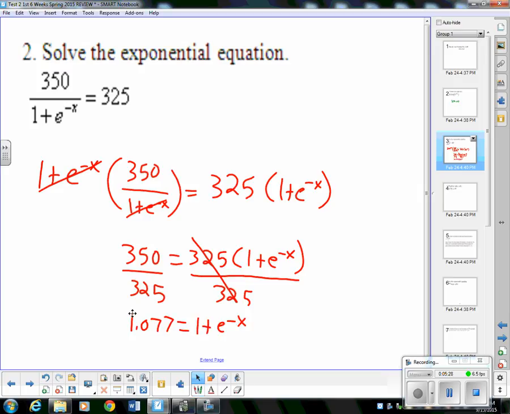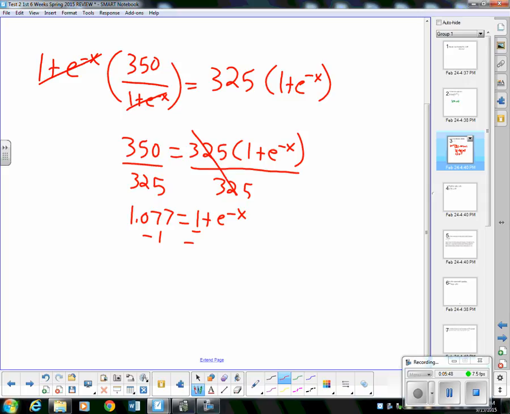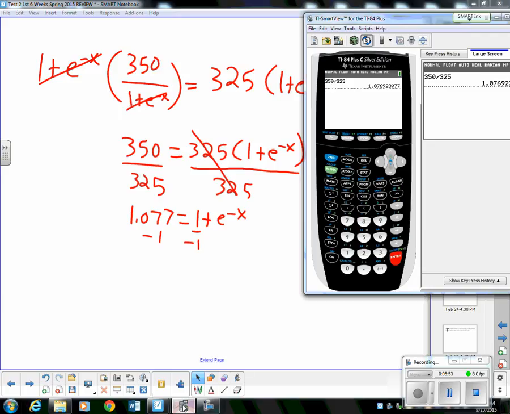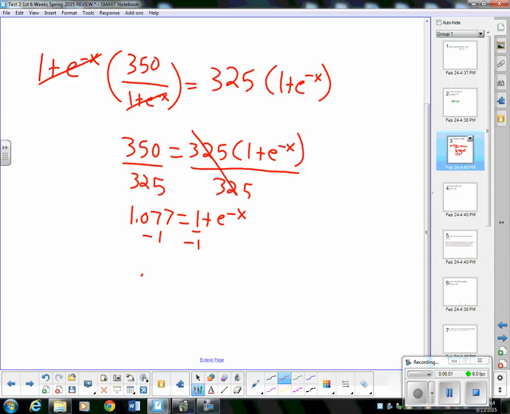Okay? All right? Class, give me a nod. Am I correct so far? Yeah, good. Okay? Now, I want to get this e to the negative x by itself. So, therefore, I'm going to have to subtract 1 from both sides. So, if I do the old algebra there, and again, I'm going to pull the calculator up. 1.077 minus 1. Of course, we could have done that in our heads. It's 0.077 is equal to e to the negative x.